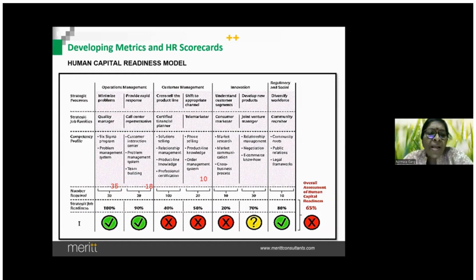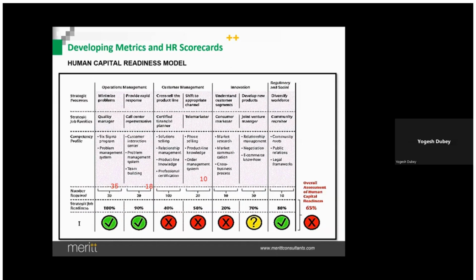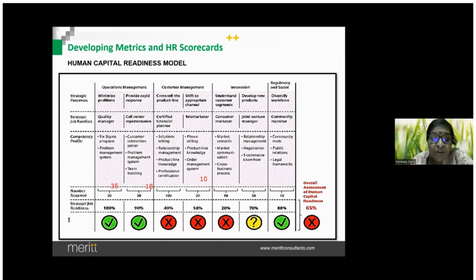So that means my readiness for that is how much percentage? Tell me. More than 100%. So I can also have readiness more than 100%. My overall readiness will be, I have to add up all these percentages. Now here, overall readiness is how much? 65%. Okay. So that means I'm below.